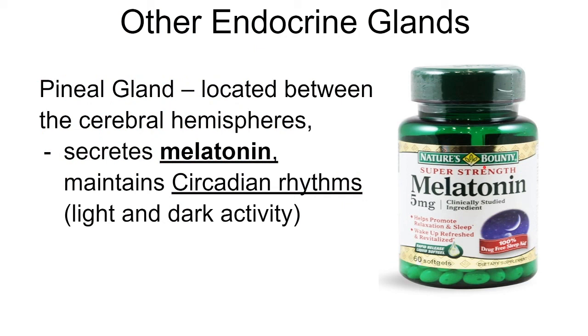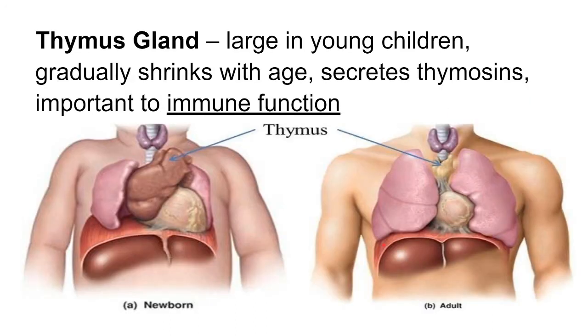Other endocrine glands. Your pineal gland is located between the cerebral hemispheres of your brain. It secretes melatonin. It helps maintain your circadian rhythms, or light and dark activities, kind of like your sleep cycle. You have your thymus gland. It's large in young children, and as they get older, it shrinks. It secretes thymosins, which are important to help your immune system.